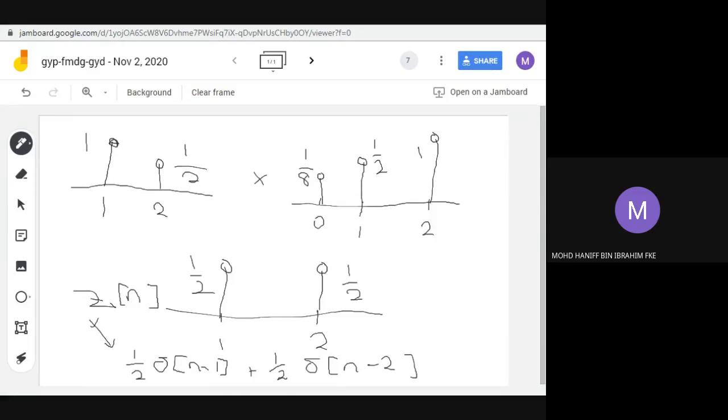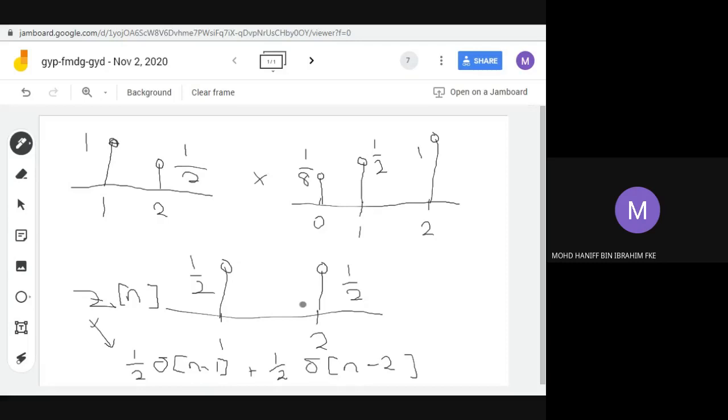Number 4 of this question is to determine whether the system is causal and stable. Based on this Zn, the output is causal, because we don't have any future values. The Zn only refers to past values, so the system is causal.